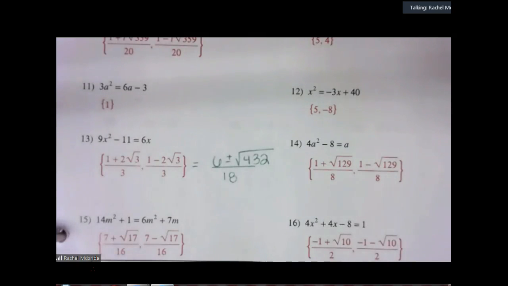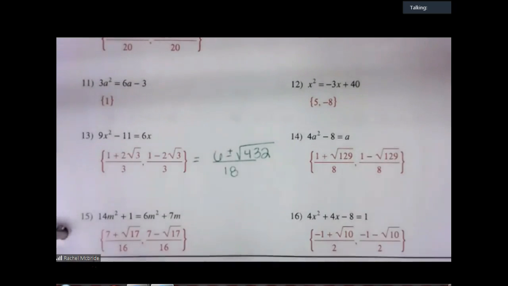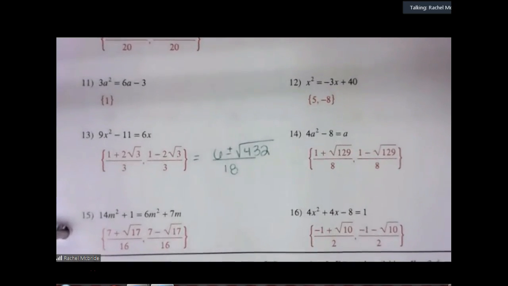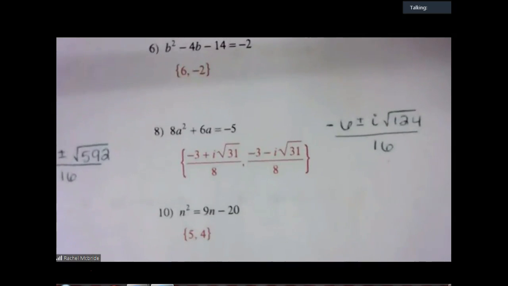And then we have 15 and 16. Are there any of those you want to see the work for? Anything you don't understand? Sure. My bad. I just missed 8. Oh, you just need the answer for 8? Sure. Is everybody okay with the bottom ones? Can I go back to 8? There you go.